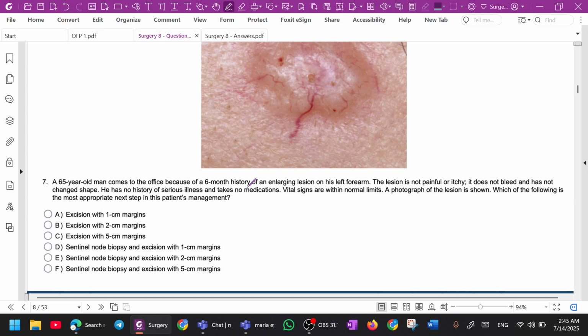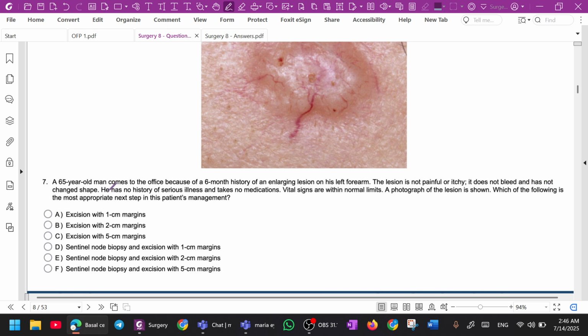1 centimeter, 2 centimeter. How do I know which I have? I've seen such a type of question for the first time. I know it's excision, but I don't know what. Okay, wait. Where is the lesion? They haven't said anything about the lesion. Look at the question. There is no size.